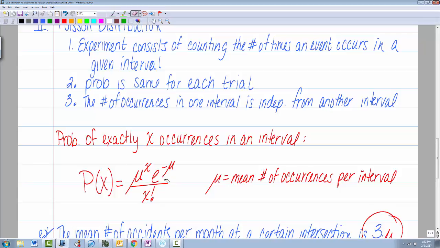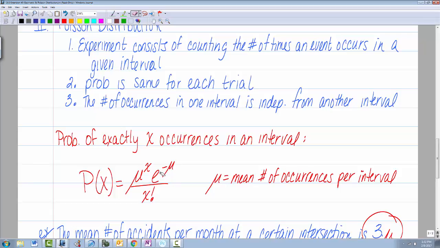Who was in CAT last year? Raise your hand. You remember e? No, not Euler. e is approximately 2.718. You're right, 2.718. Okay, and then there's mu again, and raised to a negative power.